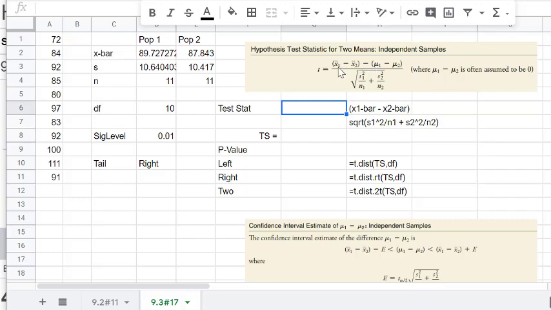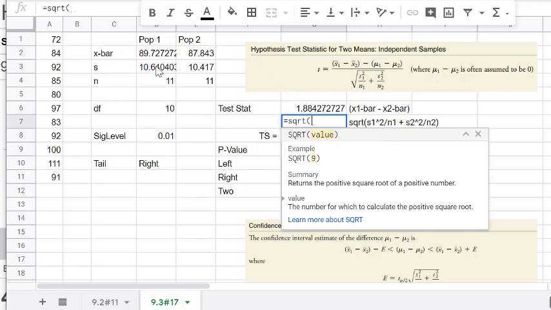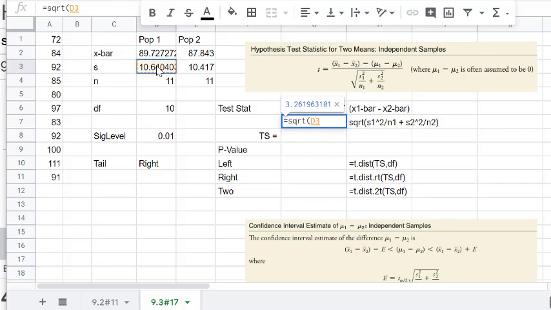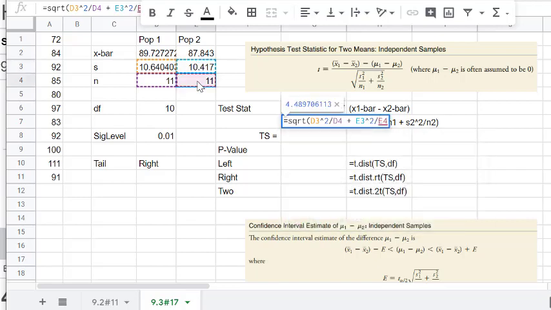So we're going to need to compute x1 bar minus x2 bar. So we'll say equals, and we have the x1 bar listed already, and then subtract the x2 bar, and then we get this number, 1.88. And then we need to compute this thing under the square root. So let's do that. SQRT for the square root. And then that's s1 squared. This is just a standard deviation, but they actually want the variance, so we need to square that, divided by n1. And then we'll add s2 squared divided by n2.